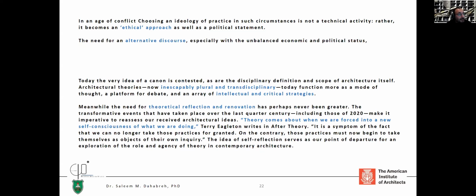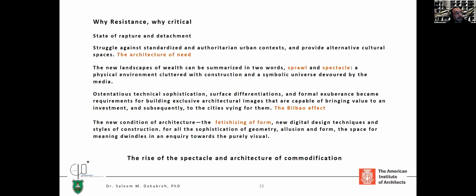That's being very critical. We have to go back to theory, but not the theory of the canon that architects should follow, but a theory of plurality, transdisciplinary, intellectual, and critical. That theory is a theory of reflection and renovation. It cuts deep. It comes about when we are forced into a new self-consciousness of what we are doing. We cannot take whatever is happening for granted as evolution. In our critical work, we should examine our work. The aim of theory is the examination of that work.